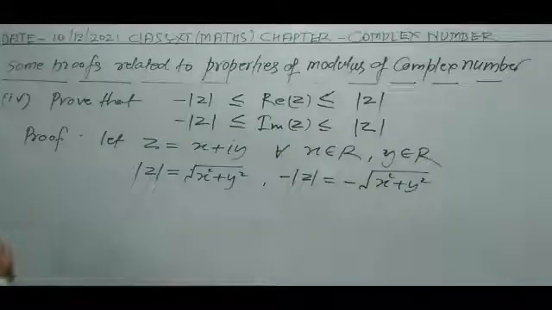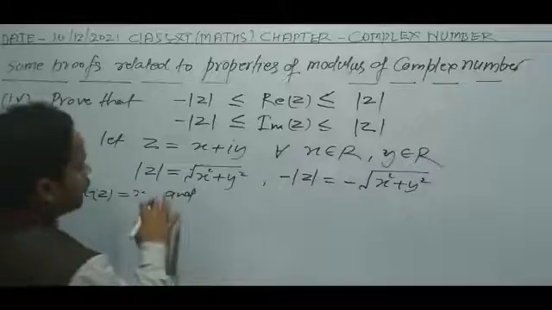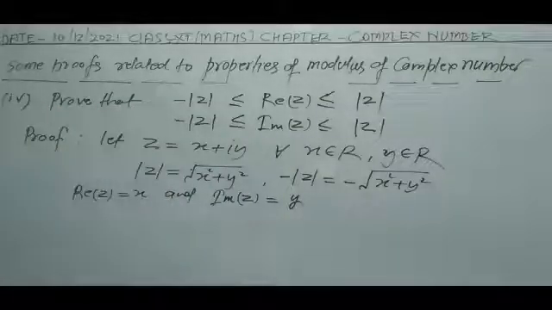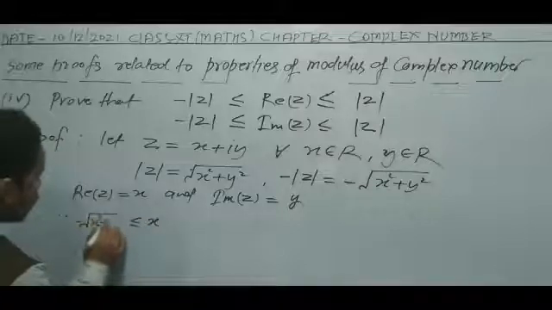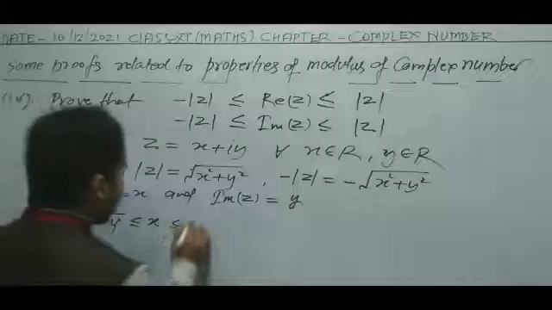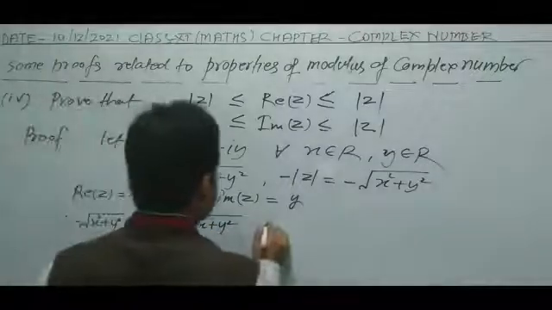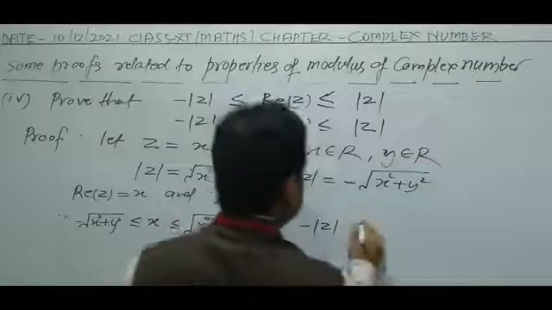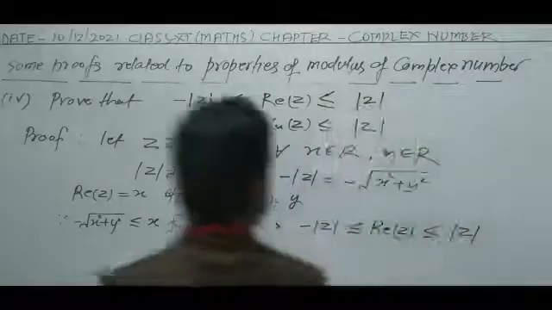In this expression the real part of z is x and the imaginary part of z is y. So from this expression it is clear that x is greater than or equal to minus root over x square plus y square, and less than or equal to root over x square plus y square. This implies minus mod of z is less than or equal to the real part of z, which is less than or equal to mod of z.